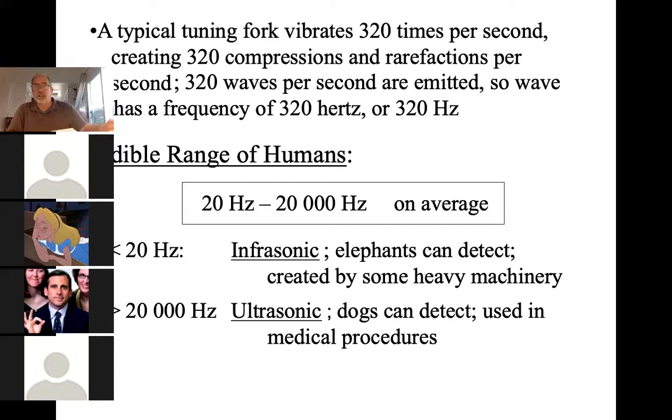Using ultrasound, I saw my children in mommy's tummy before they were born, which was super cool, by the way. According to my research, dogs can hear up to 45,000 hertz. Whales can hear up to 100,000 hertz.